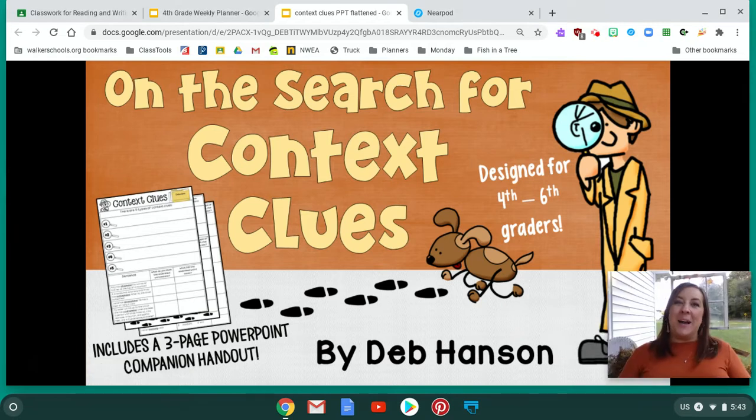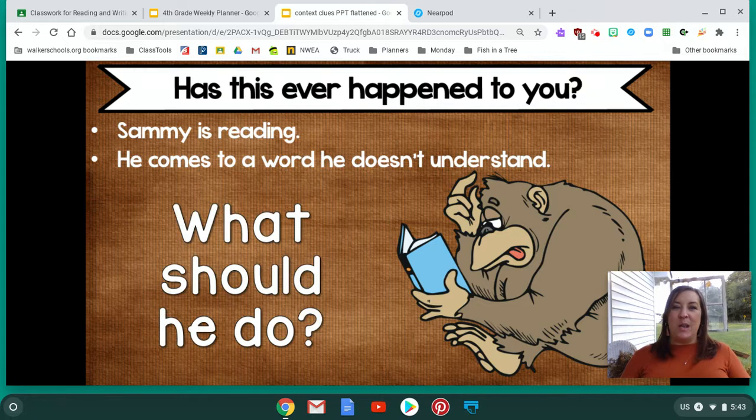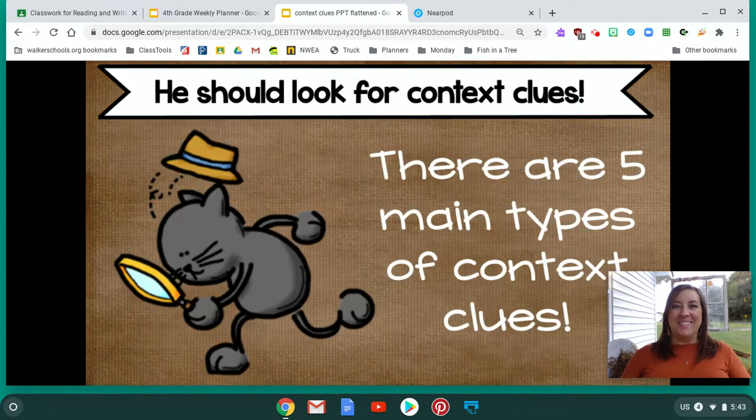Today we're going to be talking about context clues. Context clues help us understand words within a passage. I want you to think, has this ever happened to you? Let's say that you're going along reading and you come to a word that you just don't understand, kind of like Sammy here in our picture. What should Sammy do if he comes along a word that he doesn't understand? Well, let's talk about that today. He should look for context clues.